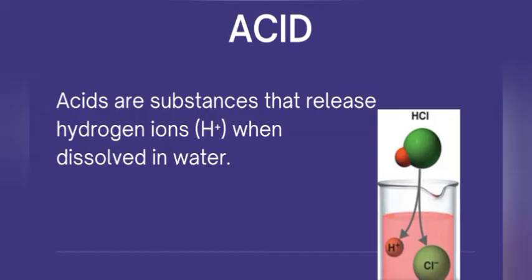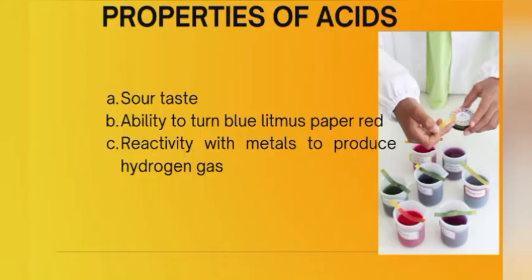What is an acid? An acid is defined as a substance that releases hydrogen ion when dissolved in water. So any substance that is capable of producing hydrogen ion as the only positive ion, whenever it is dissolved in water, is referred to as an acid. Now, what are the properties of an acid? How do we identify an acid?